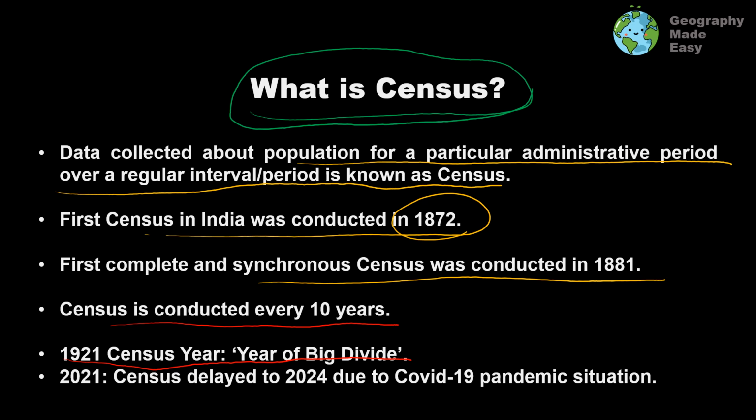After 1921, the population of India has been steadily increasing, and the growth rate has been consistently high. And finally, 2021 is the year when the census was delayed to 2024 due to the COVID-19 pandemic situation.